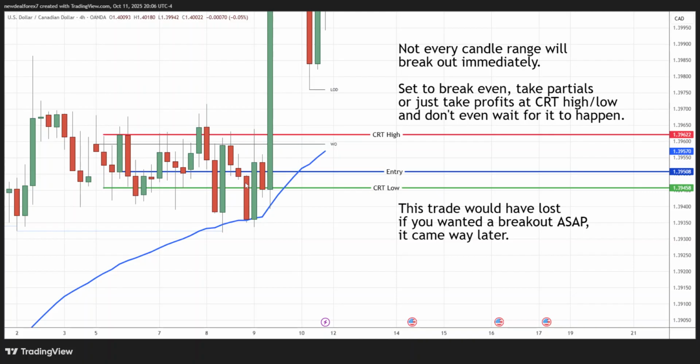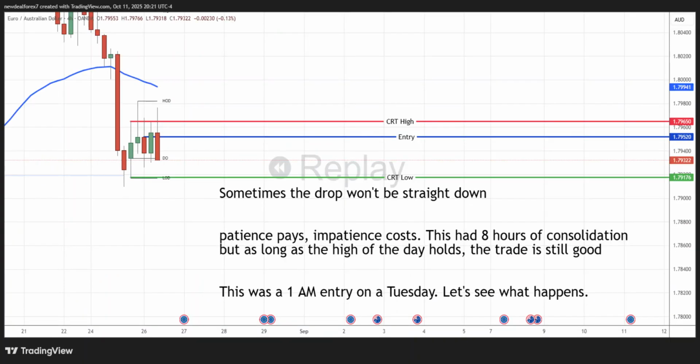But this trade, if you wanted to break out from here, right here, it didn't happen. But you do have options. I would at a bare minimum set this to break even, and then I look for another trade somewhere else and just not worry about it. That way, at that point, it's risk free. Or if you just want to take a partial, that's up to you. Now, sometimes the drop won't be straight down, but remember that patience pays and impatience costs.